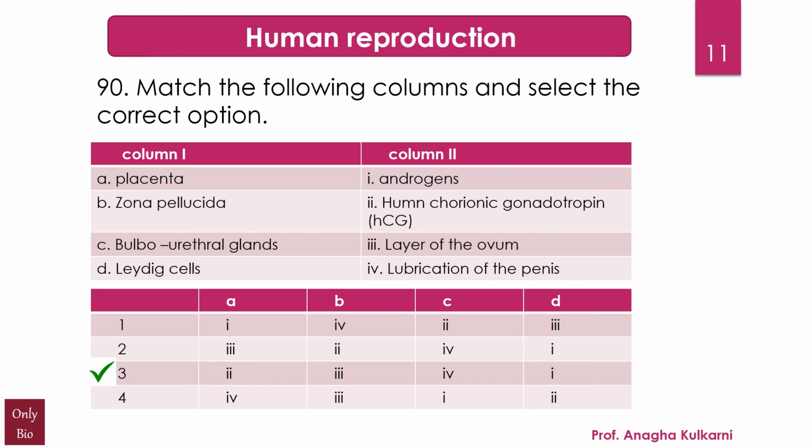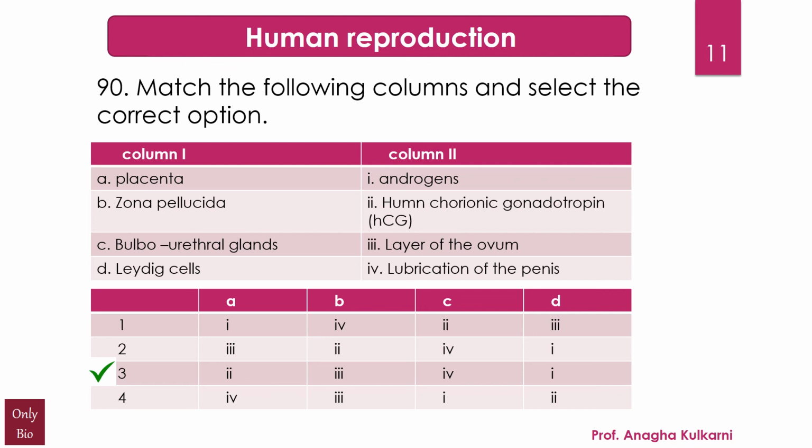That is, A, placenta is related with human chorionic gonadotropin hormone, B, zona pellucida is the layer of the ovum, C, bulbourethral glands help in lubrication of the penis, and Leydig cells are related with androgens.